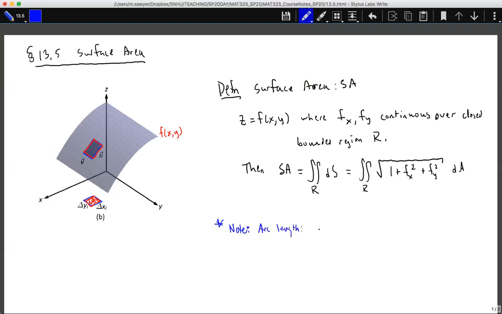So in Calc 1 or Calc 2, arc length looked like the square root of 1 plus f prime of x squared dx over some region a to b. So if we think about Calc 1, where we have only one dimension, we're in a similar position as finding the surface area, except we're finding it only over a single dimension. So this has some analogies to arc length. It's not exactly identical, but it's close.